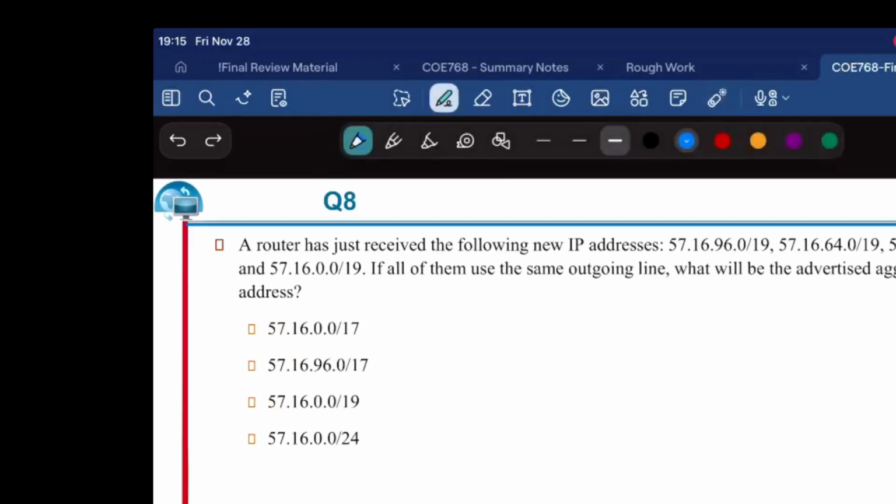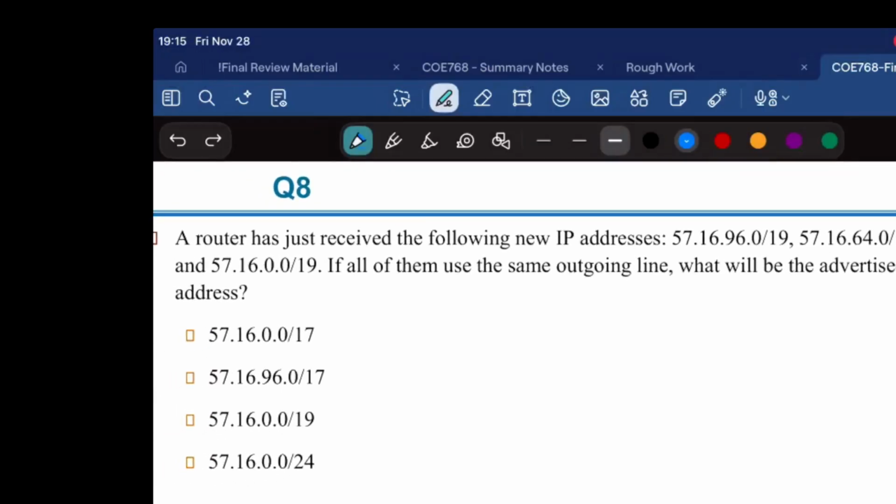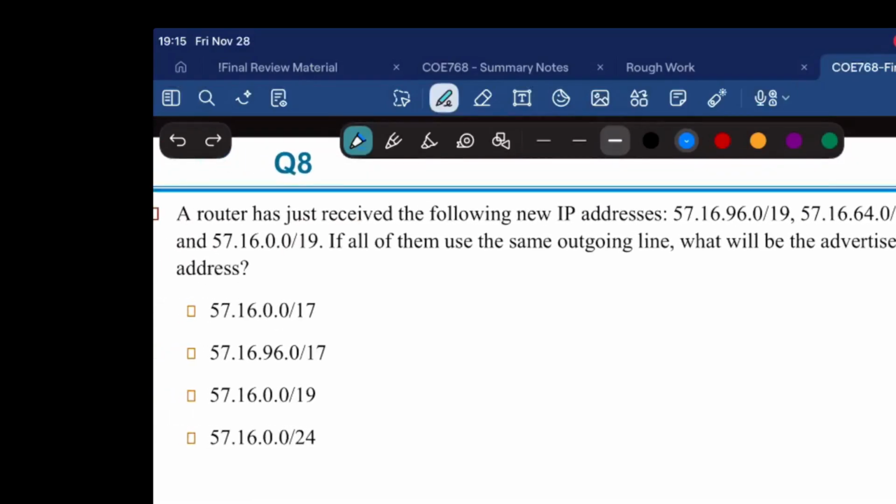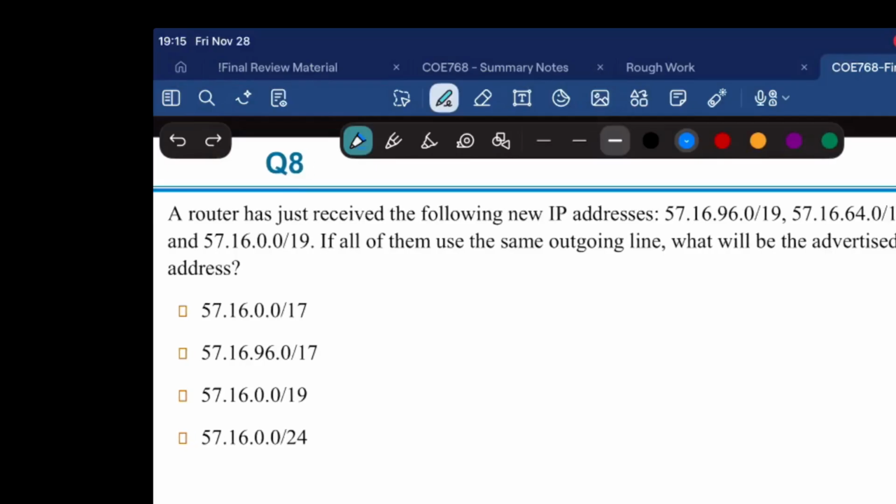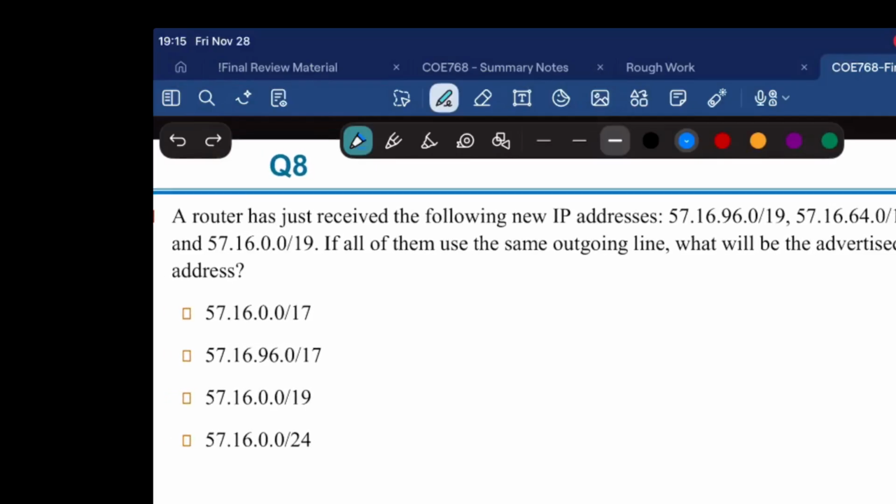So in this question we're given that a router has just received the following new IP addresses. So we have these four IP addresses that are assigned there. If all of them are going to be using the same outgoing line, what will be the advertised aggregated address for this network that the router will communicate through?